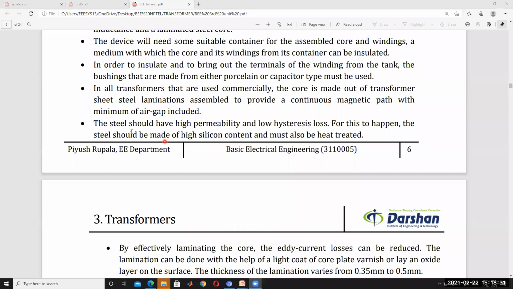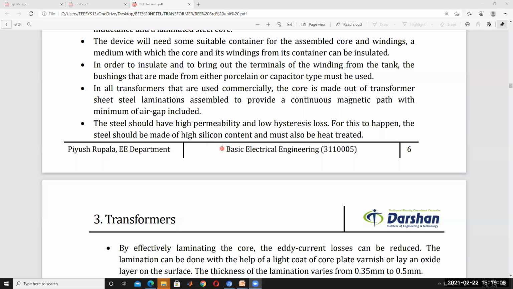The steel should have high permeability and low hysteresis loss. The core material is silicon steel. Silicon steel generally has high permeability and low hysteresis loss. For this to happen, the steel should be made with high silicon content and must also be heat treated. That's why silicon is added to the steel, so it is made of high silicon content.